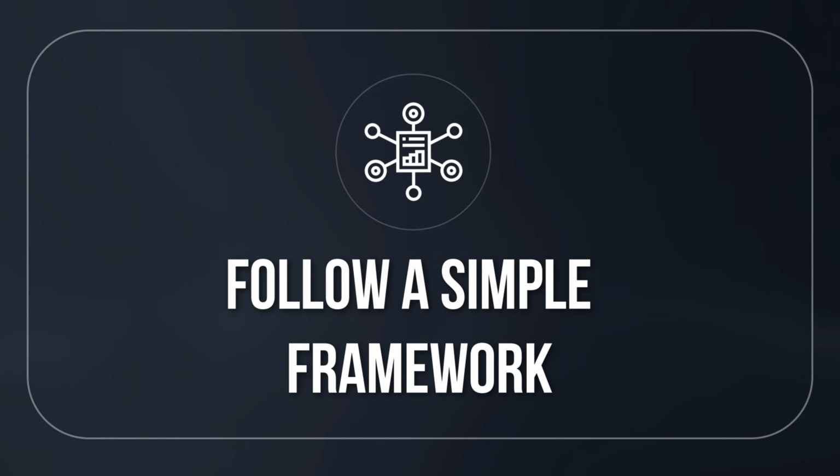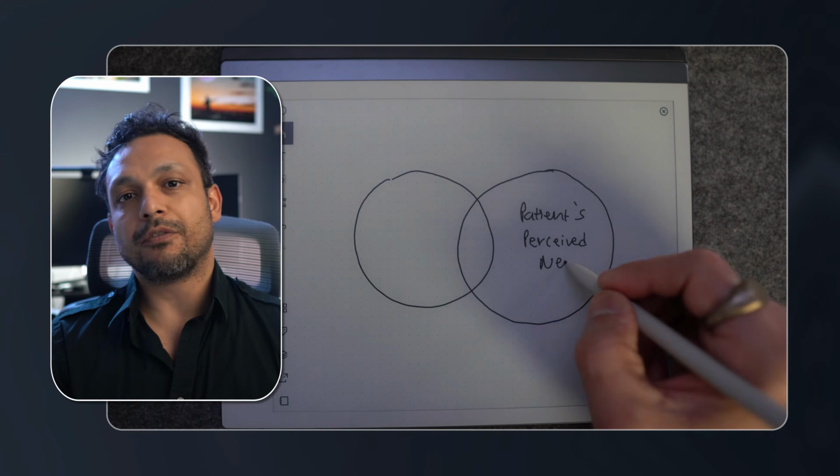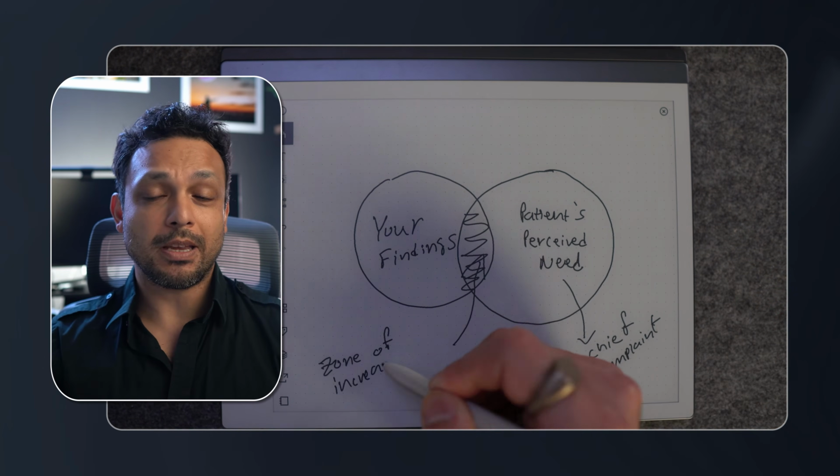Whenever I present treatment plans, I always believe in following a simple framework for consistency. An ideal treatment plan is always a combination of your clinical findings as well as the patient's perceived need for treatment or their chief complaint.